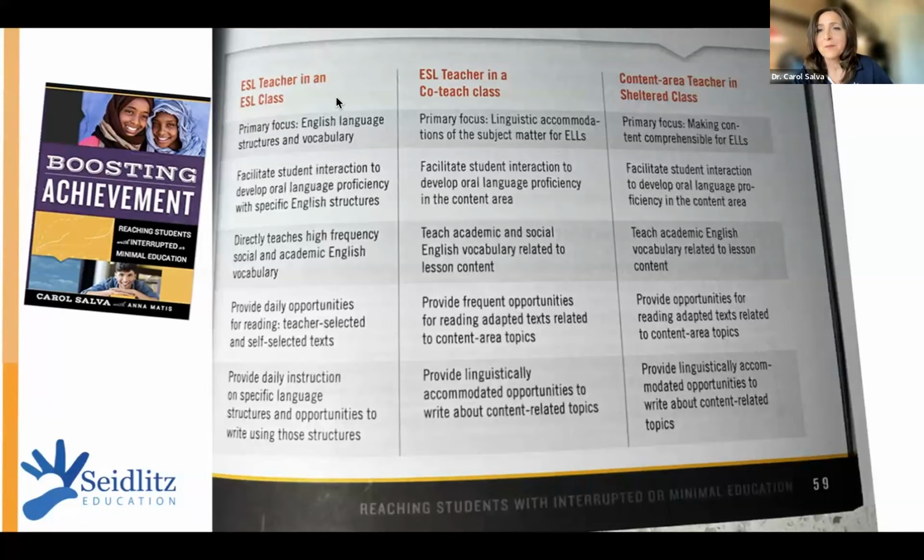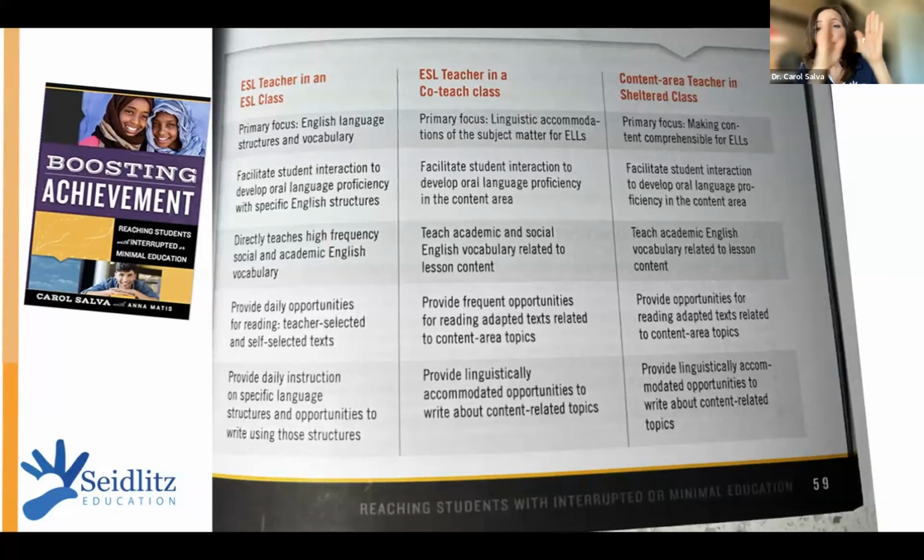But maybe you are that teacher, but you go in and support content teachers. So what is your primary focus? Okay, it's about the content, but you're there to support the teacher and support the kids with accommodations for what's being taught by the teacher.